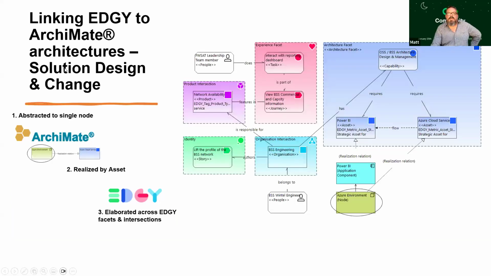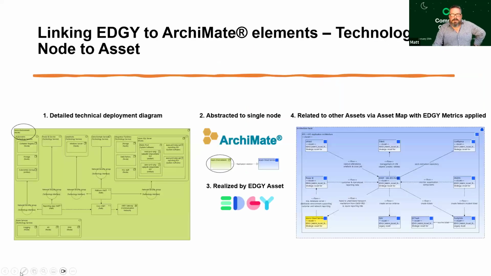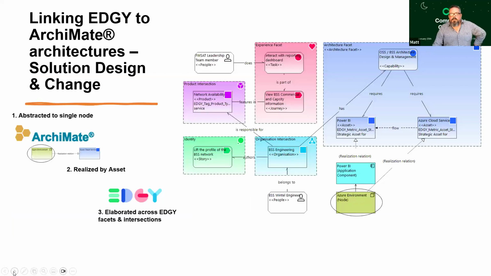Again, looking at solution architecture changes, I can include my technology node that also serves the Power BI application, and that's realized again by an EDGY asset, and I can show that. So these are existing ArchiMate elements. They're modeled in all various ways, but I can actually introduce them into an EDGY model as well, and I think it helps to communicate what's happening at the technology level as well.